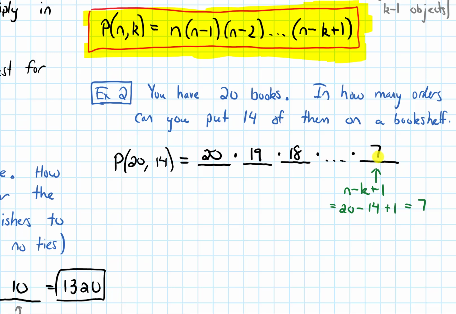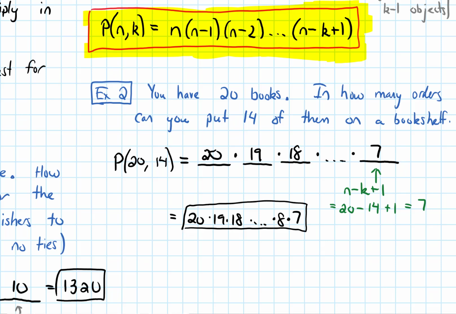And one thing that I could verify is, if I were to actually list out all of these numbers, 20, 19, 18, 17, all the way down to 7, there should be 14 total numbers. And that should make sense because I'm trying to permute 14 of these books. Okay, so we end up with 20 times 19 times 18 times dot, dot, dot, times 8 times 7. So if I wasn't allowed to use a calculator and I needed to write down my answer, I could leave it like this with that dot, dot, dot notation.